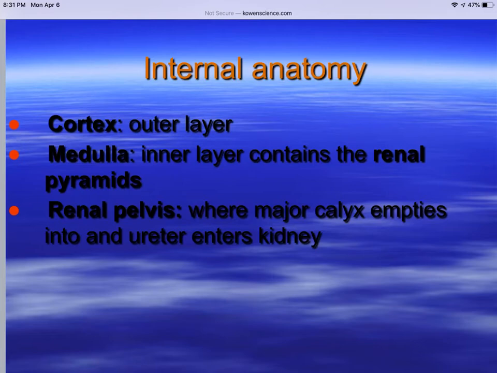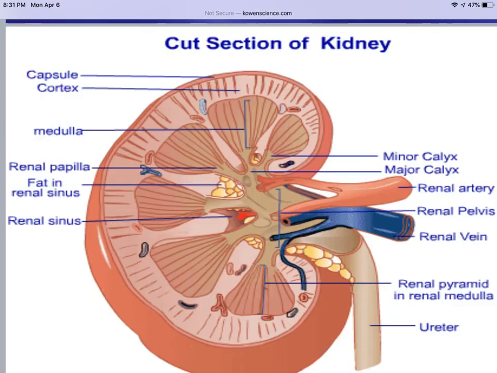The interior anatomy of the kidneys: the cortex is the outer layer, the medulla is the inner layer. The medulla is where the renal pyramids are found. And then the renal pelvis is where the major calyx empties into and the ureter enters into the kidney.